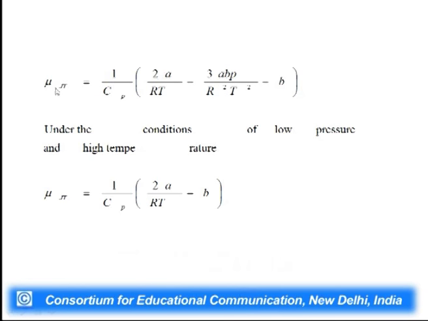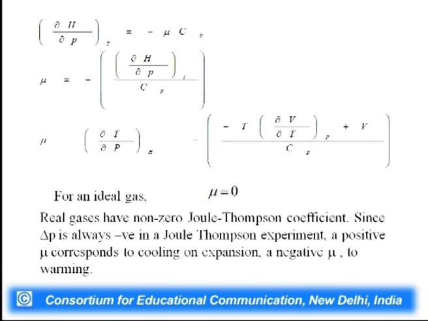Using the earlier equation, the relationship between mu_JT and your mu, we can calculate mu_JT equal to 1/Cp times (2a/RT minus 3aBp/R²T² minus B). Under the condition of low pressure and high temperature, we can neglect this higher order term, and you are left with 1/Cp times (2a/RT minus B). Now, from mu_JT you can always calculate back mu, which is simply mu equal to mu_JT divided by Cp.